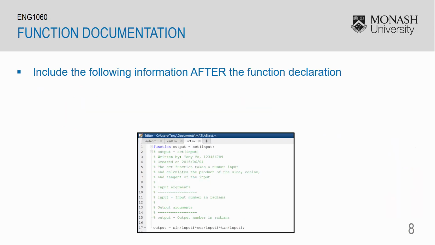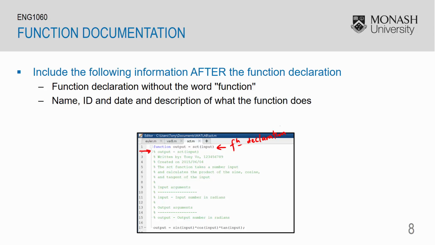Function documentation is just as important as regular commenting in your M files. So you should include the following information after the function declaration. The function declaration without the word function. So here we have the function declaration. The next line is the exact copy except for the word function. So this is basically our syntax.